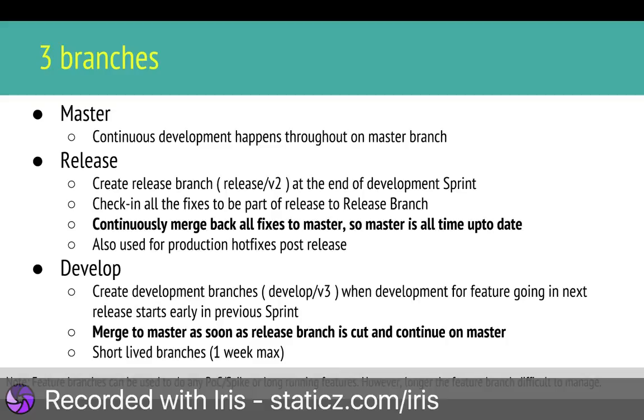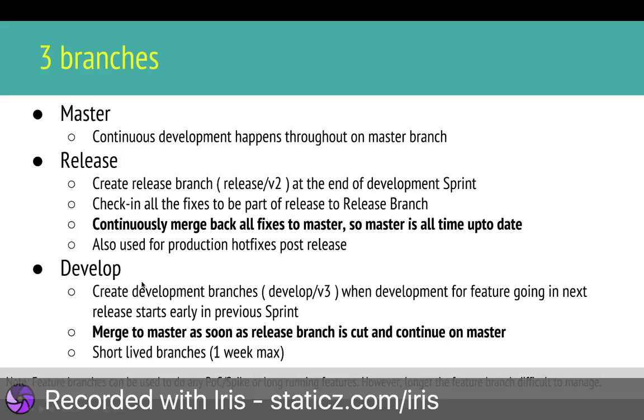Now let's look at these 3 branches. On the master branch, continuous development happens throughout. The release branch is created at the end of the development sprint. Check in all the bug fixes to be part of the release to the release branch. Continuously merge back all the fixes to master so that master is up to date. Also, the release branch is used to do any hot fixes for post production releases.